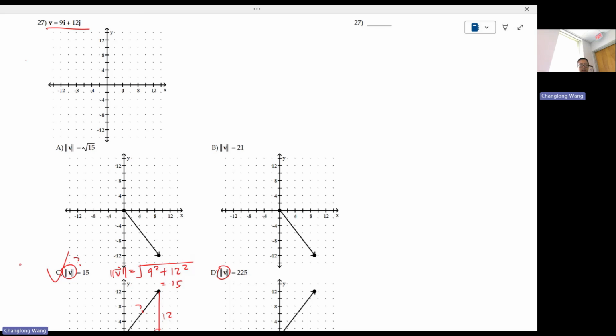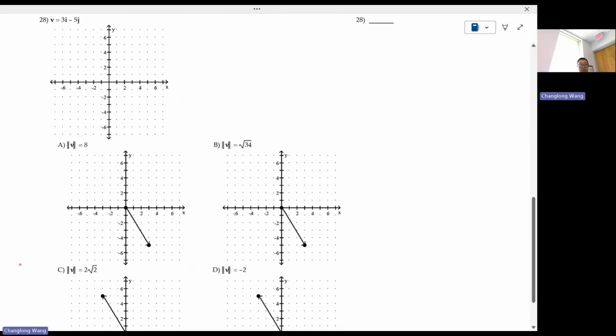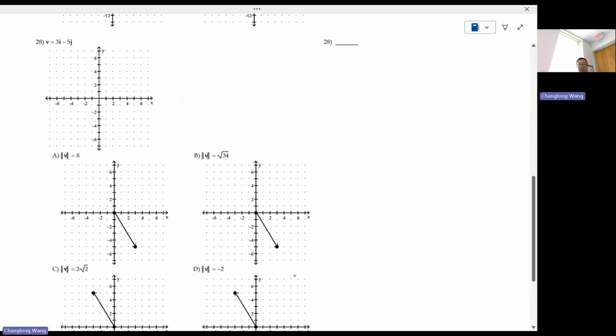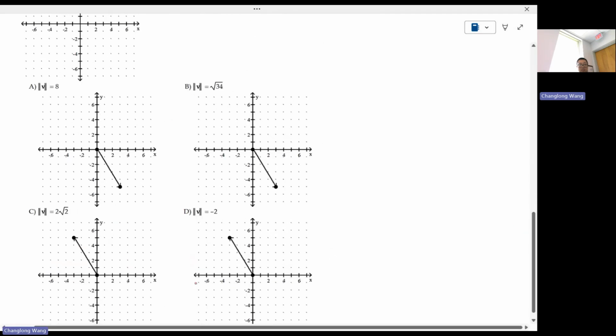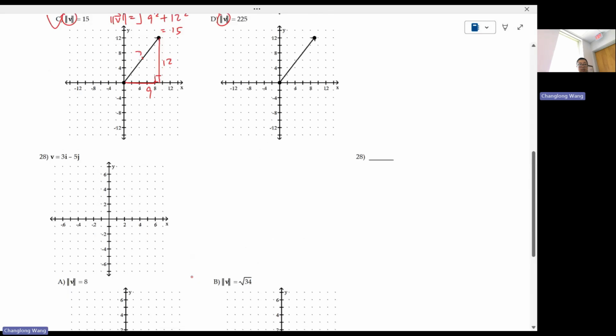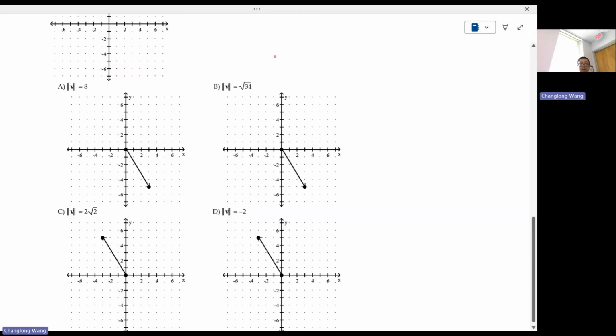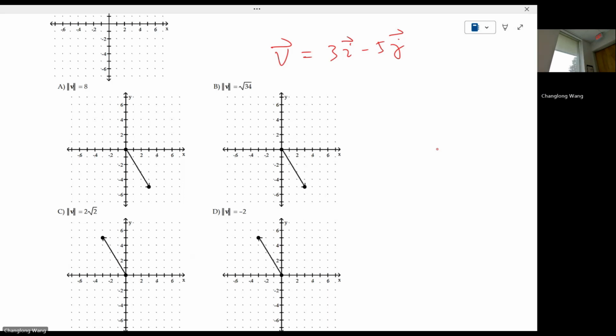Okay. So now, why don't you guys try 28? I know it's kind of small, so let me at least show you the options. All right, 3i, 5j. So the vector v that you're working with is 3i minus 5j. Go ahead. Have your calculator ready, right? So plug in that, get the magnitude worked out, but keep an eye on the quadrant.